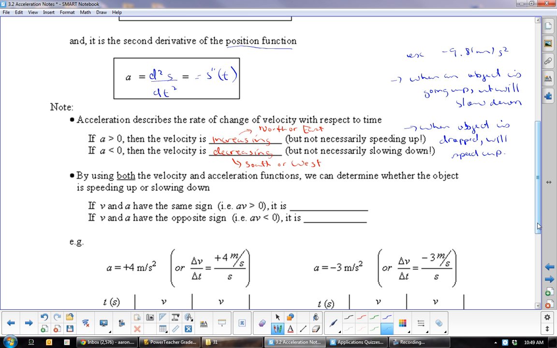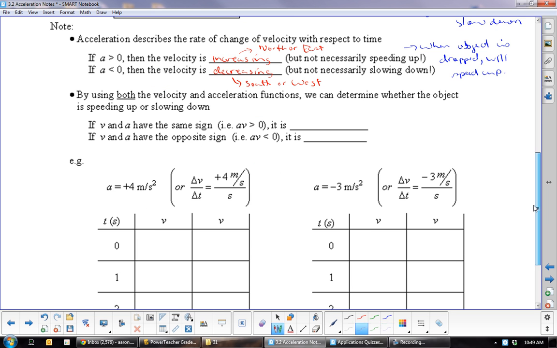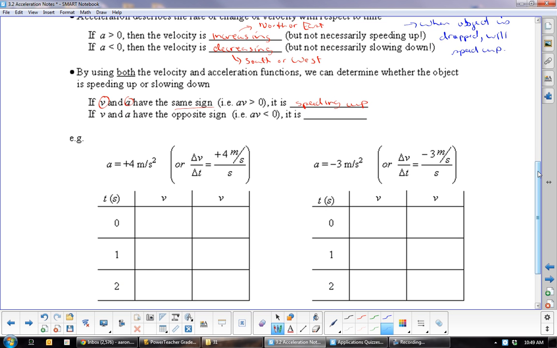Because they're both going in the same direction, we've got a negative velocity and we would have a negative acceleration. Now, does negative velocity mean slowing down? No, the negative is the direction. So negative velocity, negative acceleration, that thing will be speeding up. The way you'll be able to remember it: if V and A both have the same sign, it is speeding up. If V and A have opposite signs, it will be slowing down.